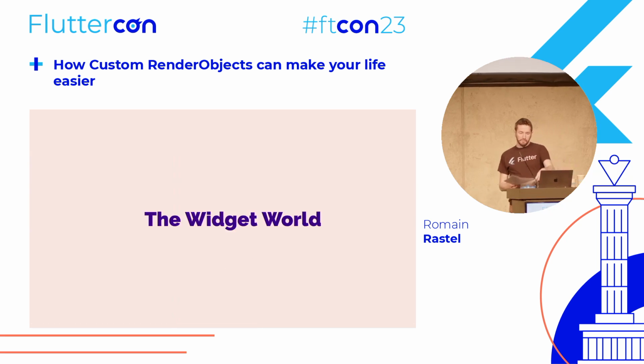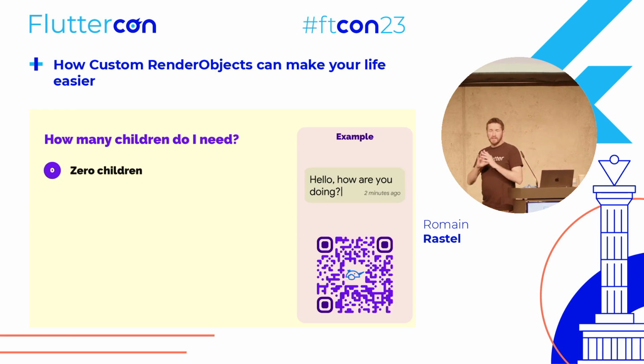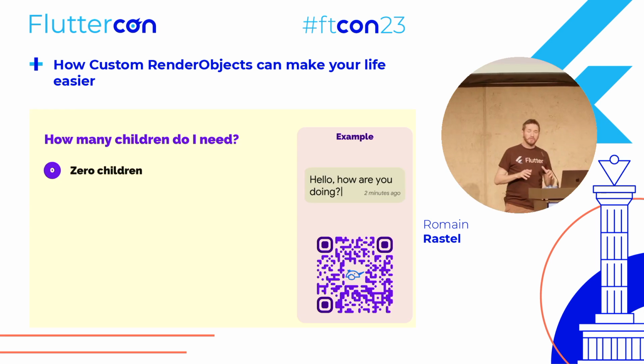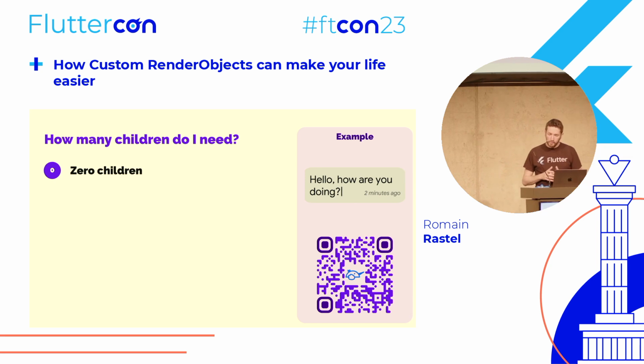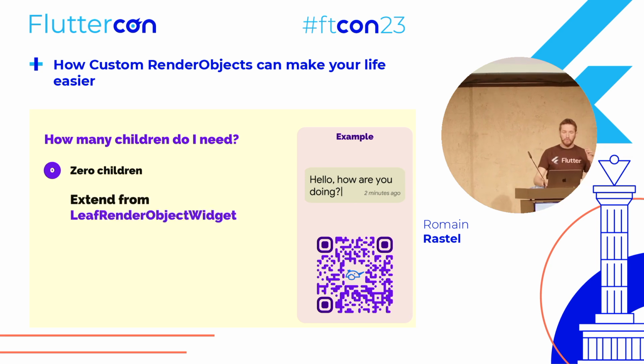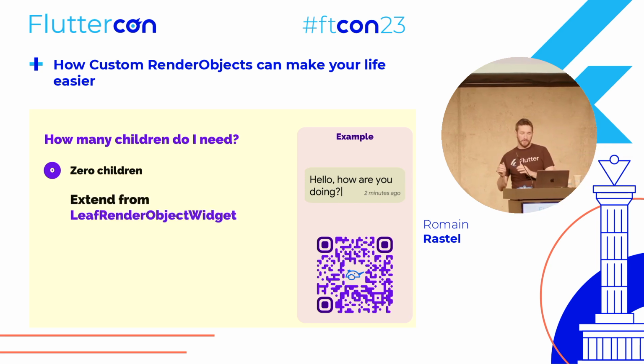So let's dive into the widget side of this. We saw earlier that we need to extend from a render object widget. There are 4 built-in types in Flutter for that, and to choose the right one, we have to focus on the number of children our widget needs. If our widget does not need any child, if its layout depends only on non-widget parameters, then we need to extend from leaf render object widget.